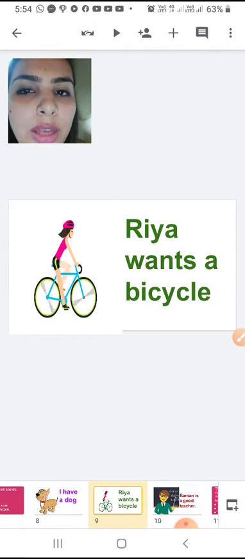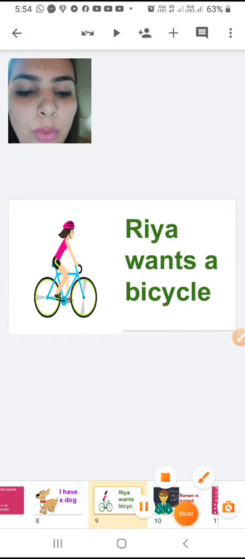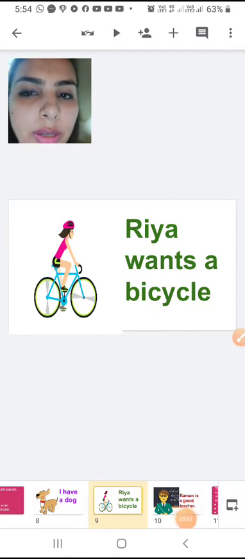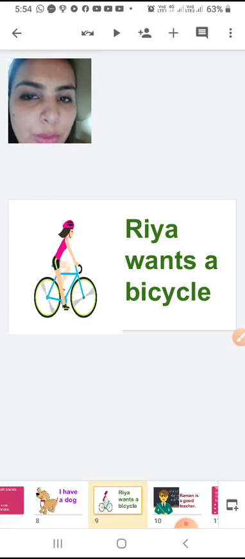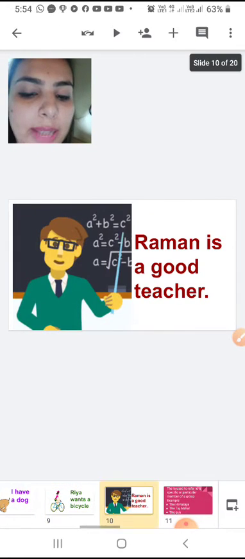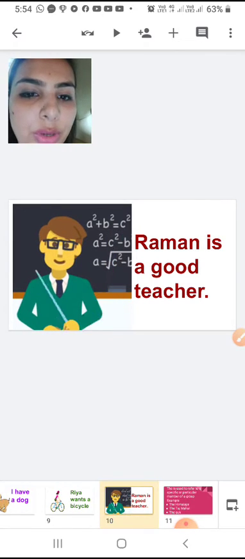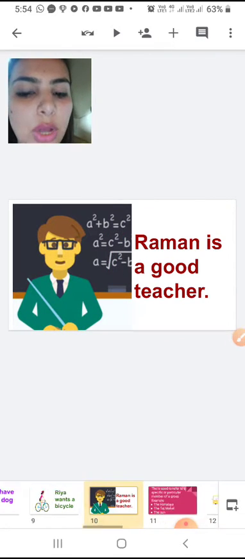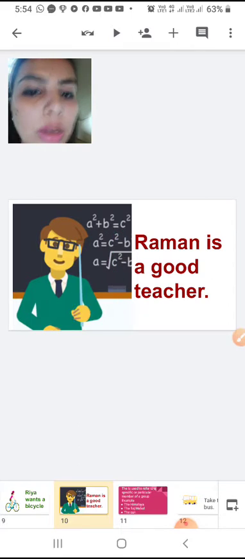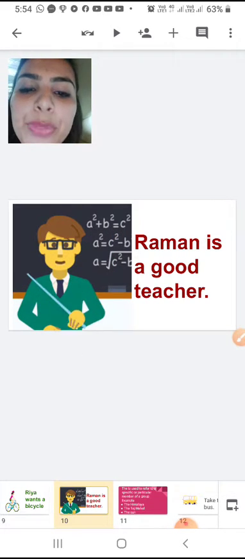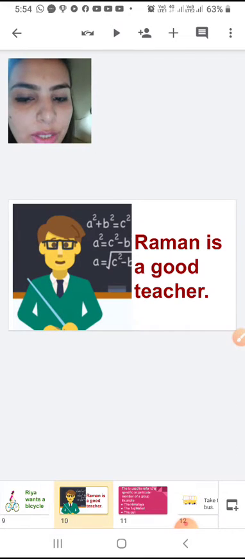Next is Ria wants a bicycle. In this sentence, we use a before bicycle because bicycle starts with the letter B, and B is a consonant. That is why we use a before bicycle. Next is Raman is a good teacher. Here again we use a before good because good starts with the letter G, and G is a consonant. So Raman is a good teacher.